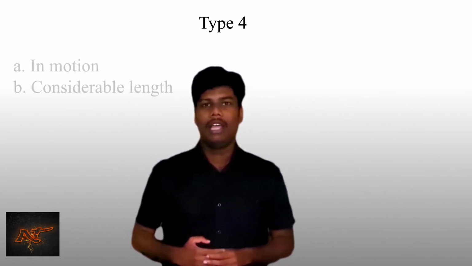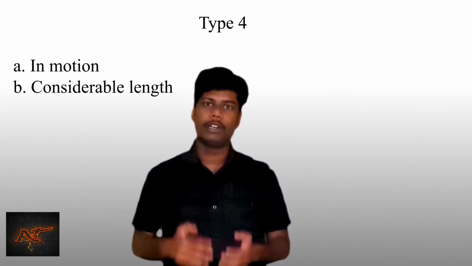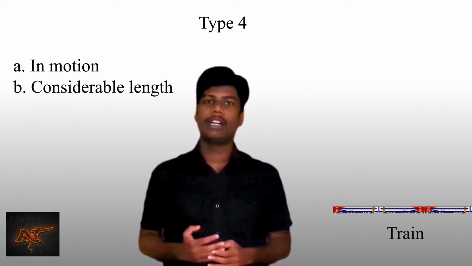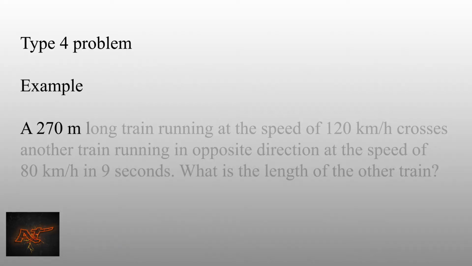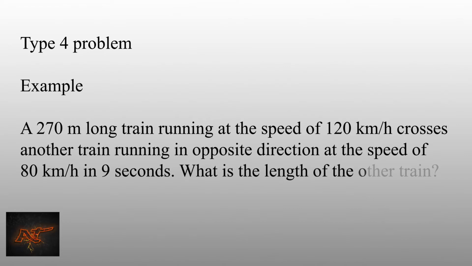The fourth type is just like the third type, except the object should be of considerable length when compared to the train. Most probably, the object is also a train. A 270 meters long train running at the speed of 120 km per hour crosses another train running in the opposite direction at the speed of 80 km per hour in 9 seconds. What is the length of the other train? Here the object is also a train.